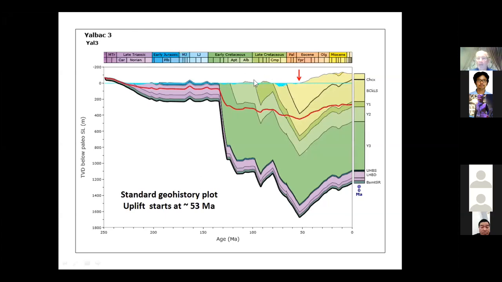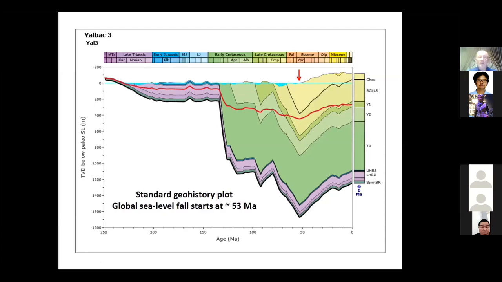Okay. Now, if we look at the standard geohistory plot, we notice that the uplift starts at about 53 million years. Right here is when it goes emergent, when the El Cayo formation deposition ends, and we then move into an unconformity period. Okay, so that looks all right. So you've got a tectonic event ending Jarlbach deposition. Okay, that's the standard interpretation everybody had applied.